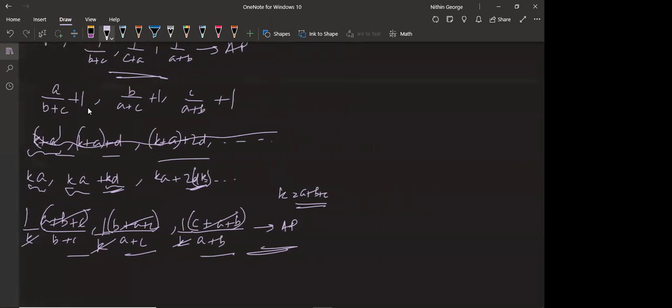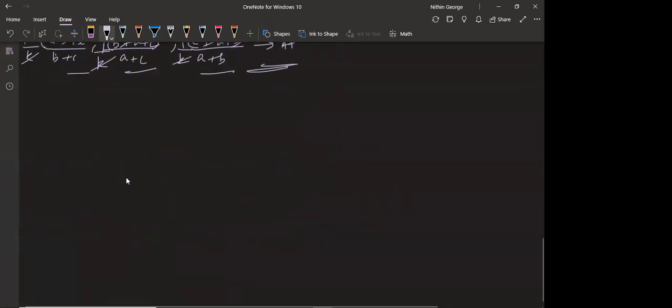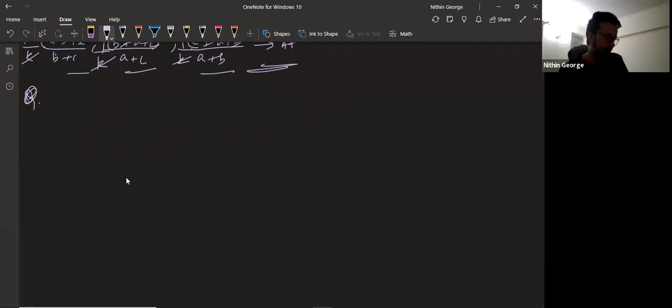Now, suppose you're inserting n arithmetic means, n AMs, between a and b. What can you say about the common difference? Or what can you say about the nth arithmetic mean? What is the formula for that? What is the common difference?